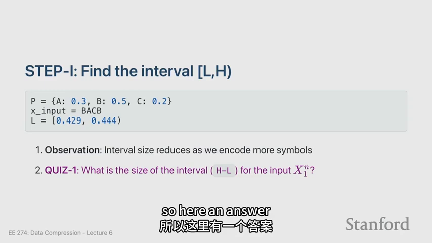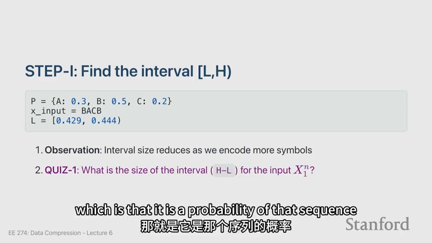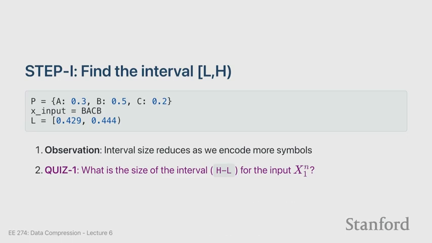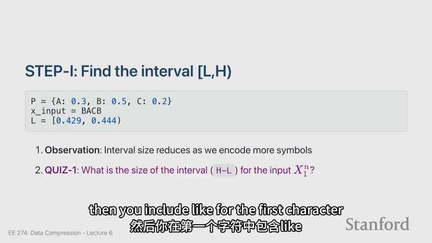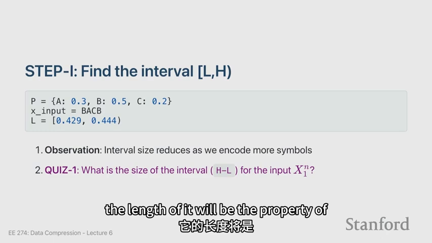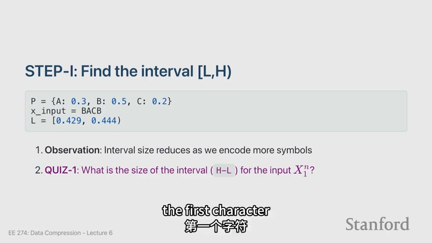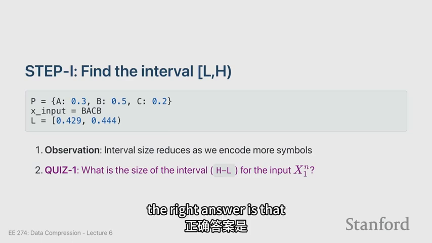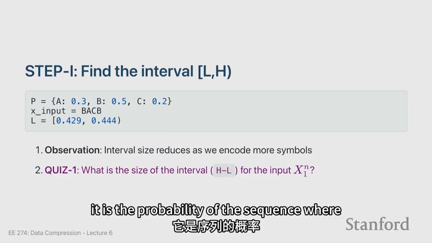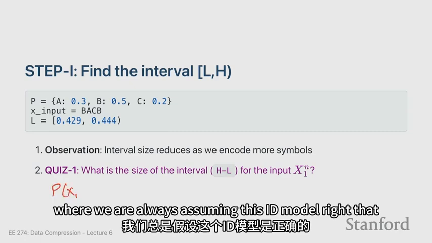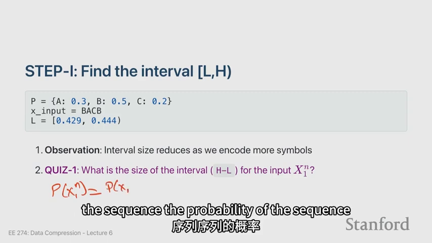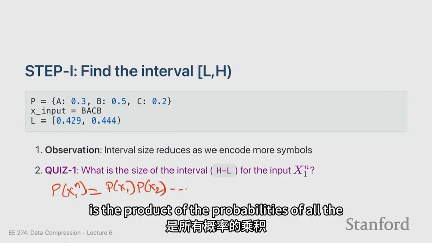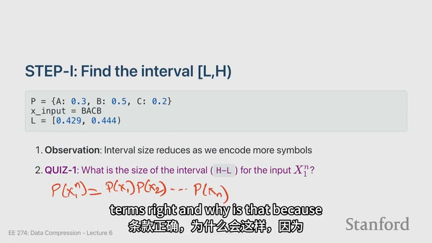So I hear an answer which is that it is the probability of that sequence. Can you elaborate? Because when you encode the first character, the length of it will be the probability of the first character. You multiply with this interval for the next character. Yep. So the right answer is that it is the probability of the sequence, where we are always assuming this IID model, that the probability of the sequence is the product of the probabilities of all the terms, right? And why is that?